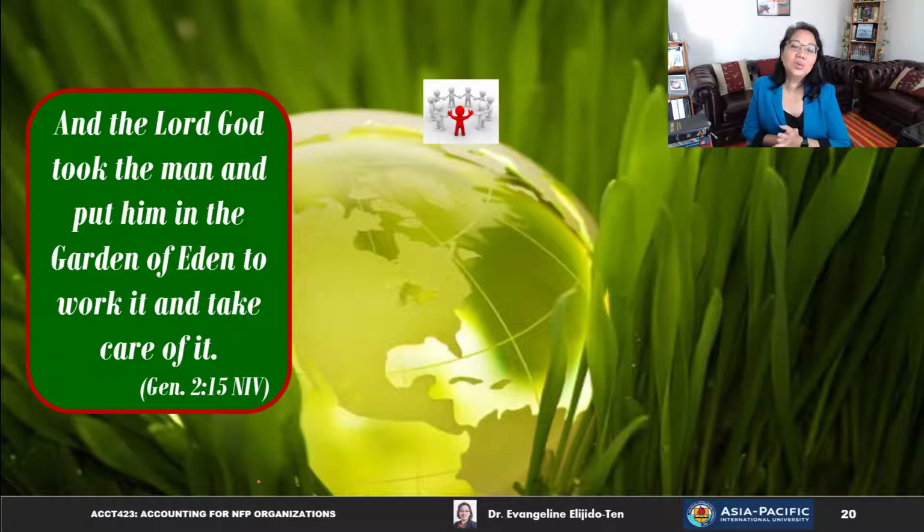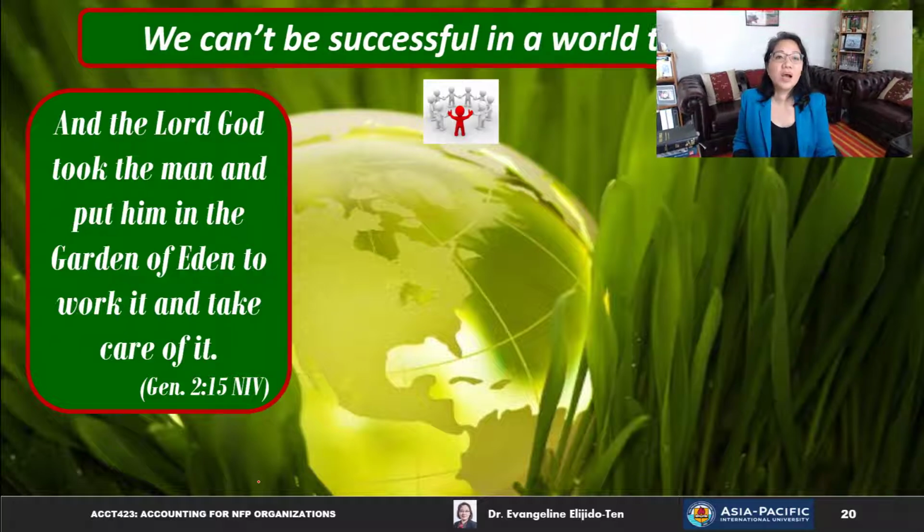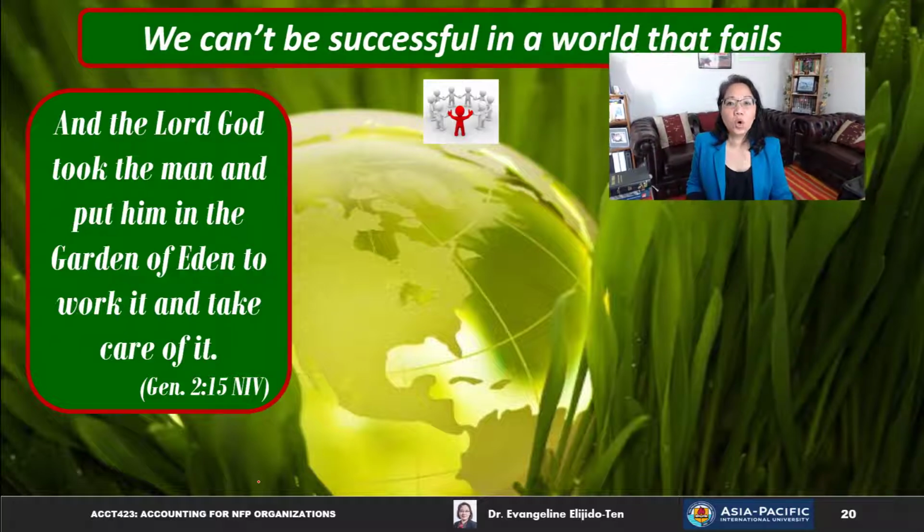All right, in conclusion, I'd like to go back to our Bible verse in Genesis chapter 2 verse 15, and just remind us that really we have been commissioned by our Creator. God took the man, not just Adam, but really it represents mankind, and put him, or put us in the Garden of Eden, which represents our earth, to work it, yes, but also to take care of it. It's important to remember that we can't be successful in a world that fails.